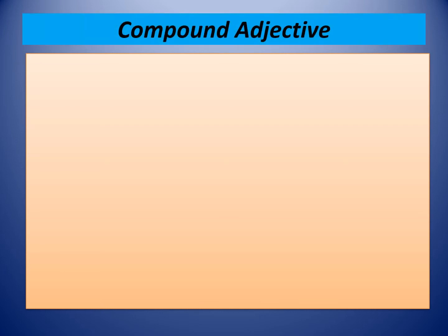Students, let us see how compound adjectives are formed. Which parts of speech can be a part of a compound adjective? Let us see the most common type of compound adjectives. Compound adjectives are formed with a number and a noun.